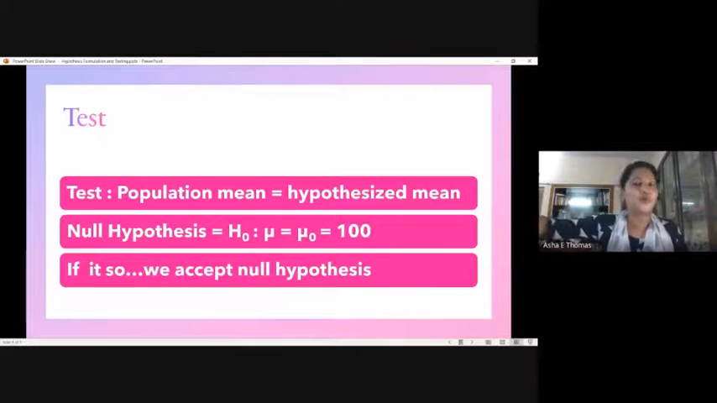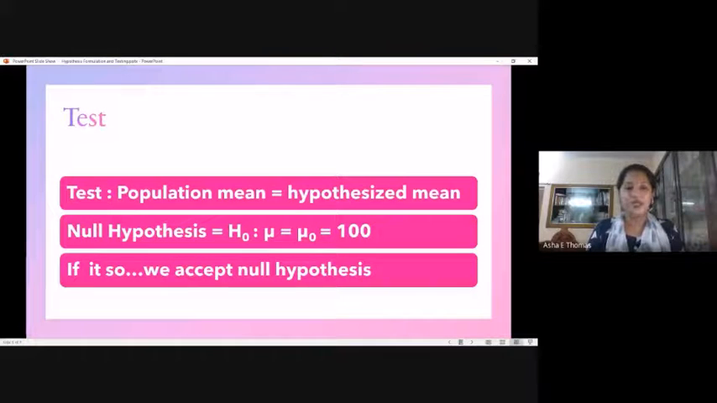I'm not in a position to accept my null hypothesis because my sample mean is different from my population mean. My population mean is 80 marks and my sample mean is 90 marks. So I am not in a position to accept my null hypothesis. In the sense, indirectly, I'm accepting my alternative hypothesis. I hope you got the scenario.